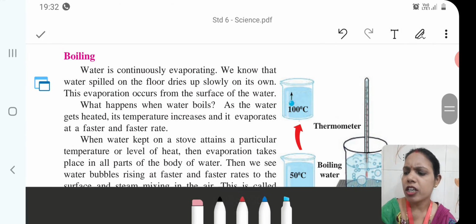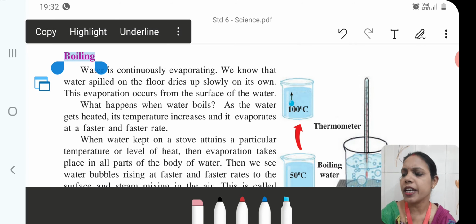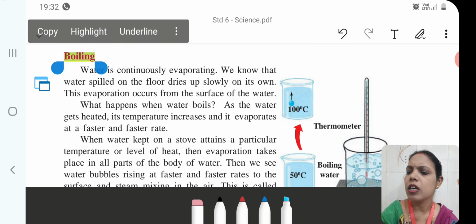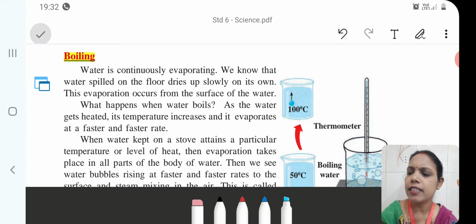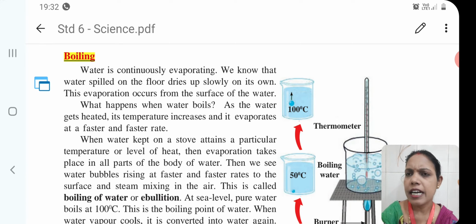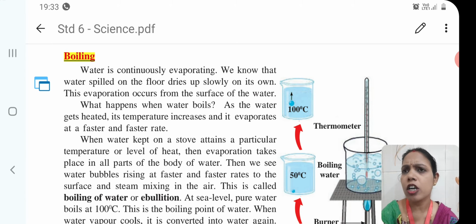Children, water is continuously evaporating. We know that water spilled on the floor dries off slowly on its own. This evaporation occurs from the surface of the water. What happens when water boils?